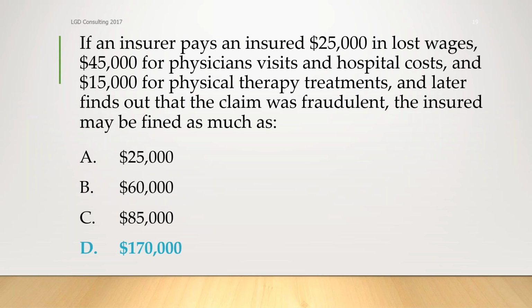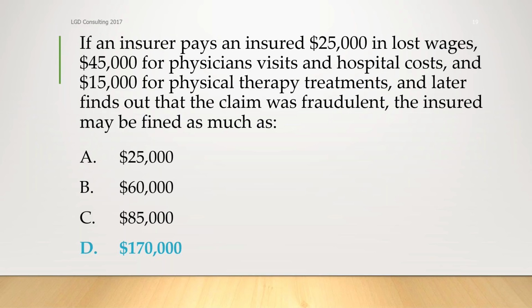All right, if an insurer pays an insured $25,000 in lost wages, $45,000 for physician's visits and hospital costs, and $15,000 for physical therapy treatments, later finds out the claim was fraudulent, the insured may be fined as much as $170,000. Now, what it is, submission of a fraudulent claim is a felony. Right? You can receive up to 5 years in prison, and it's a $150,000 fine or double the value of the fraud, whichever is the larger number.